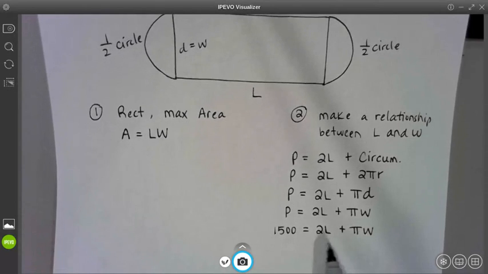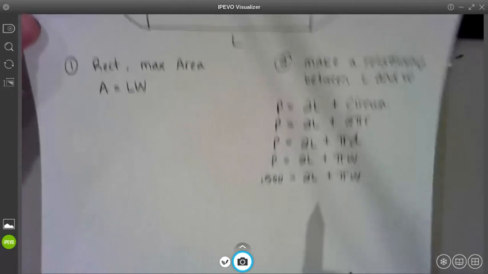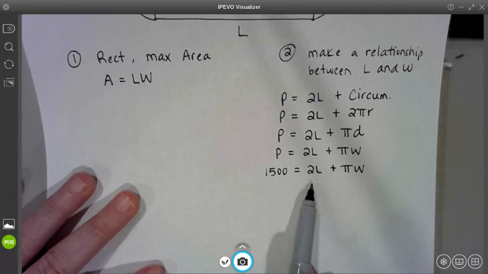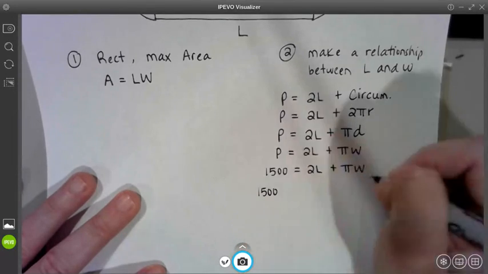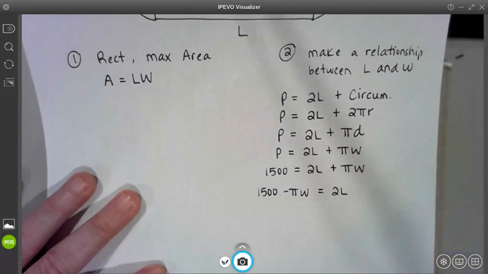But if I choose to solve for L, then I'm just going to have to minus the pi W over and divide everything by 2. So that sounds a little bit nicer. So I'm going to choose to solve this for L because it looks like it's going to be the easier choice. So if we solve this for L, we're going to get 1,500 minus pi W comes over equals 2 times L.